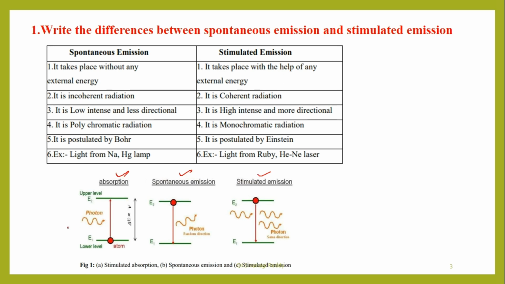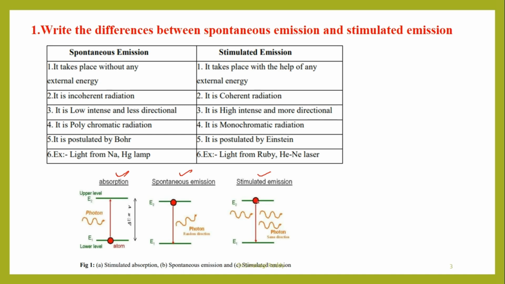Absorption means whenever the energy comes in the form of a photon, the atoms which are at a lower level absorb the energy and go to a higher level. And whenever they go to a higher level, they cannot stay a longer time there. Their lifetime is very, very less. By emitting the same amount of energy, it will come to the ground state. That's what we call spontaneous emission.